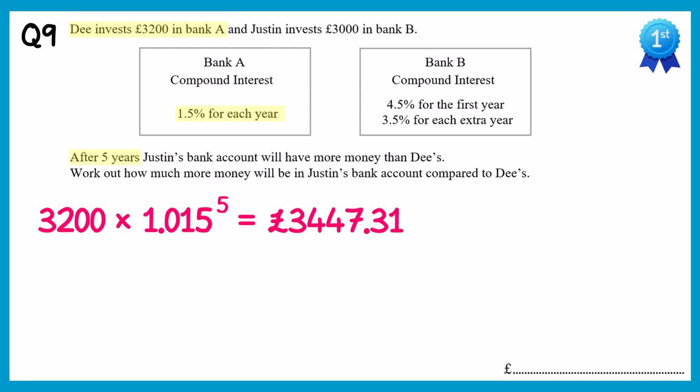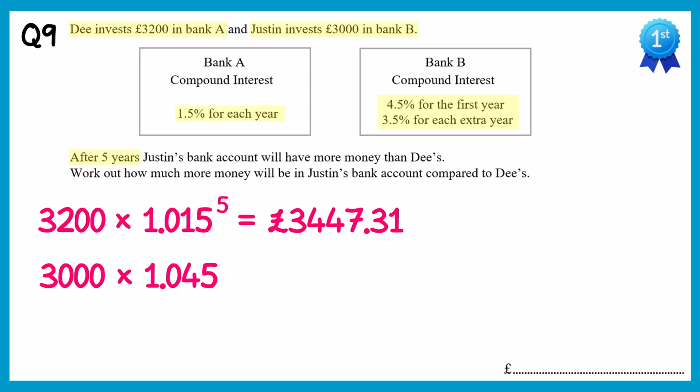Now we need to do the same idea for Justin. Justin invests £3,000 in Bank B, but the interest rate's a little bit more complicated for this one. It is 4.5% for the first year and then 3.5% for each extra year. So he will invest £3,000, and in the first year he'll gain 4.5% interest. So let's multiply this by the multiplier for a 4.5% increase, which is 1.045. But we only do this for 1 year.